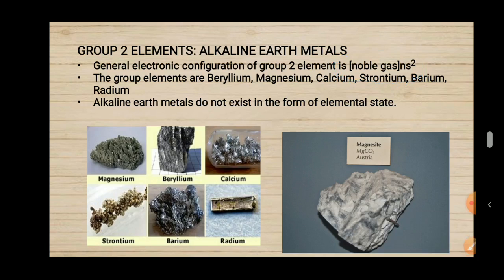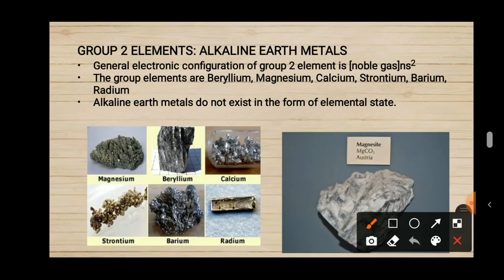Like alkali metals, alkaline earth metals do not exist in the elemental state or free state. Always they are in the form of a combined state. So you can see the picture of different ores.